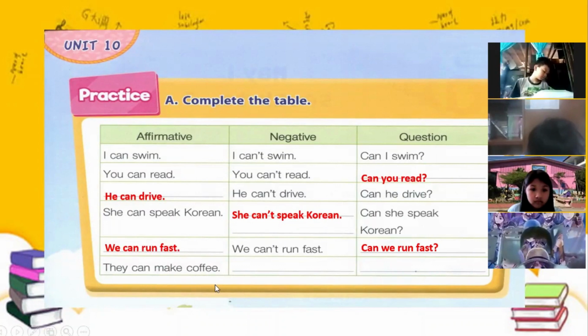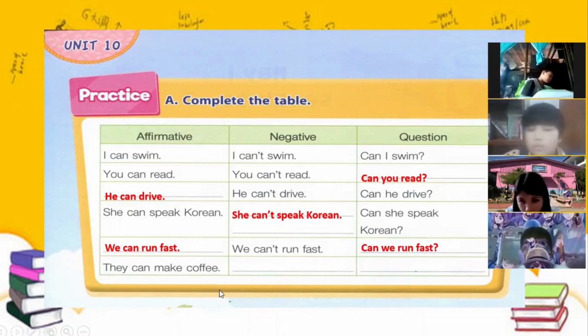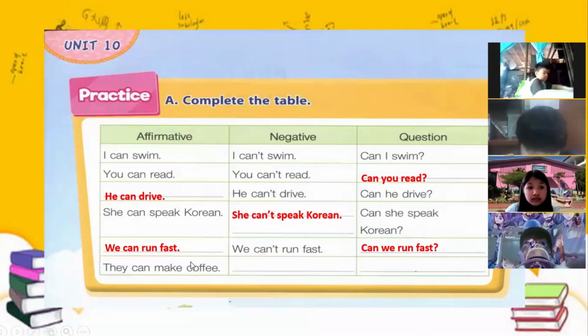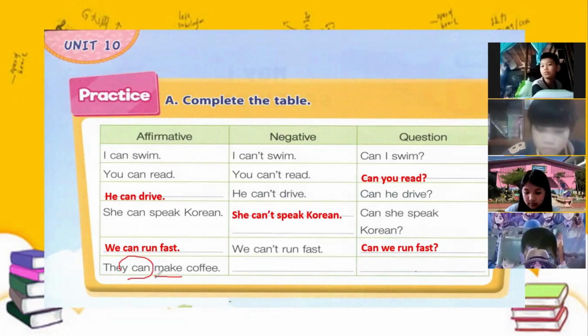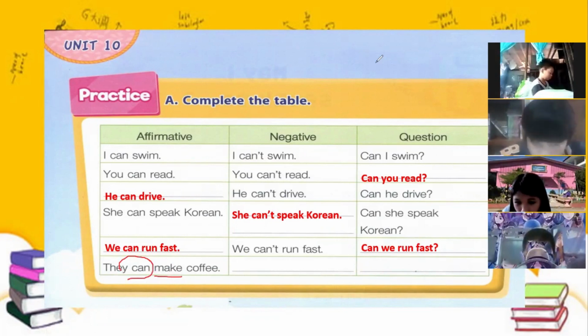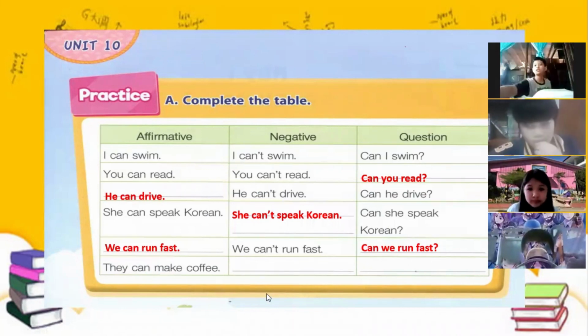Okay. Affirmative sentence, the last one. They can make coffee. They can make coffee. So as you can see, making coffee is also a skill. It's an ability, right? So we use make. You see here, make. It's the main verb, right? The action. What is the action? Make is the action. Or coffee, right? So can comes before make, before the main verb. They can make coffee. So the negative sentence, what will be the negative sentence?